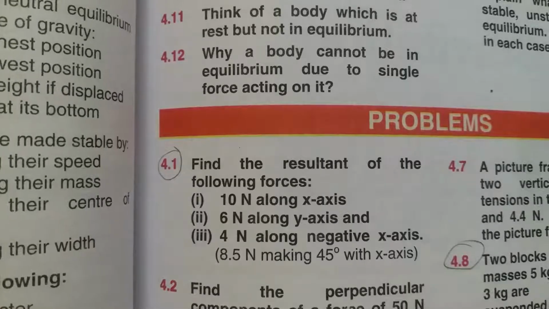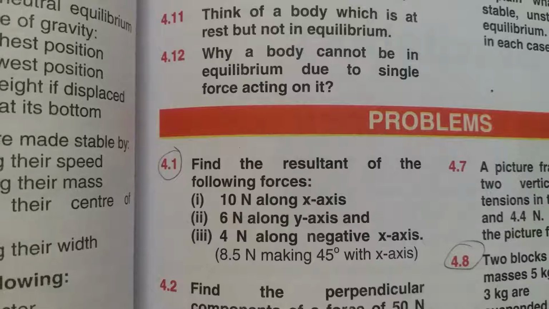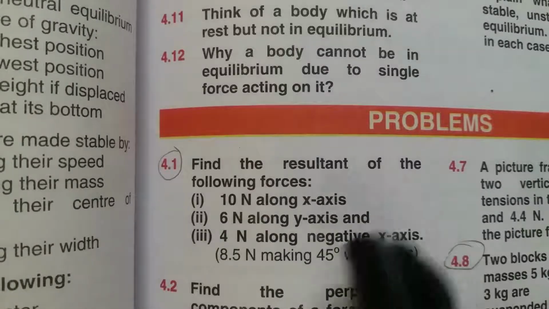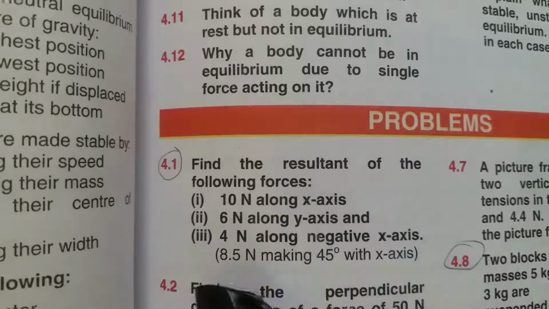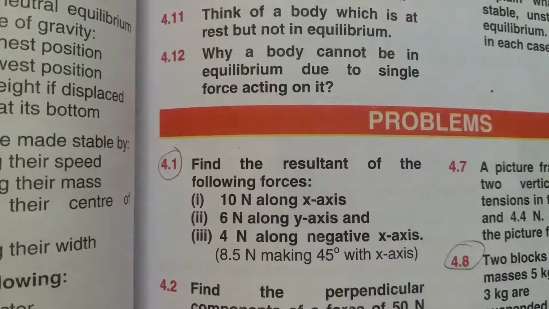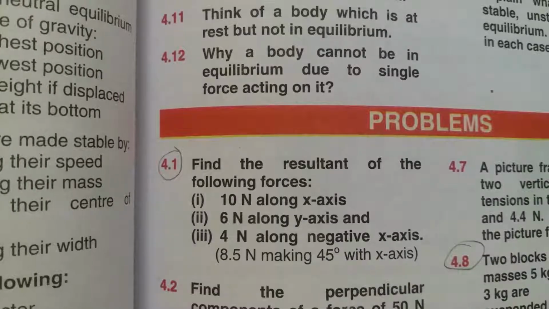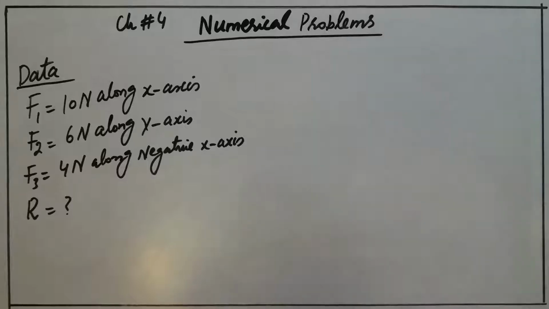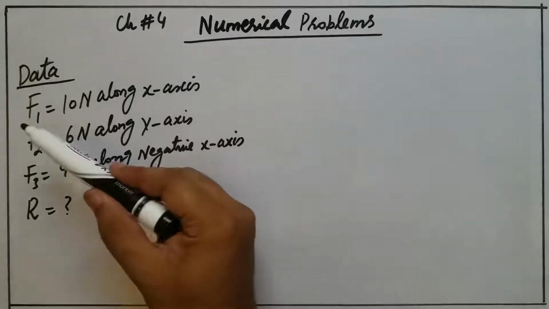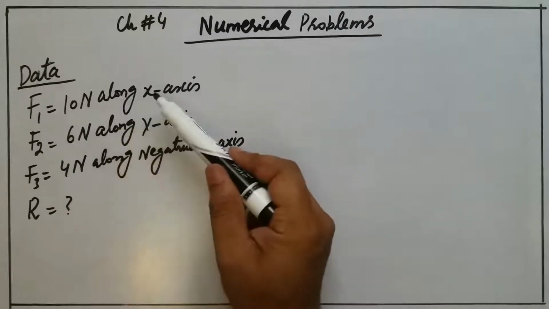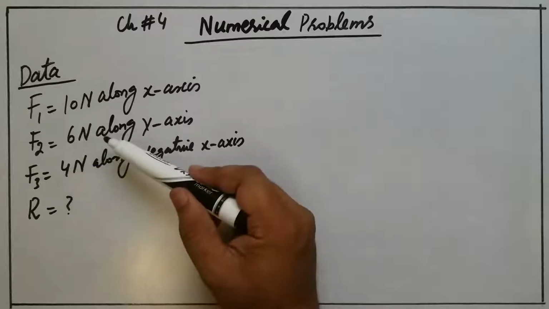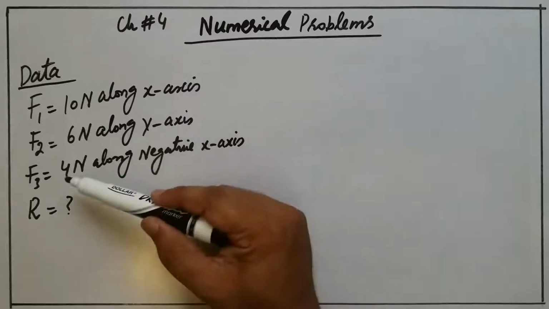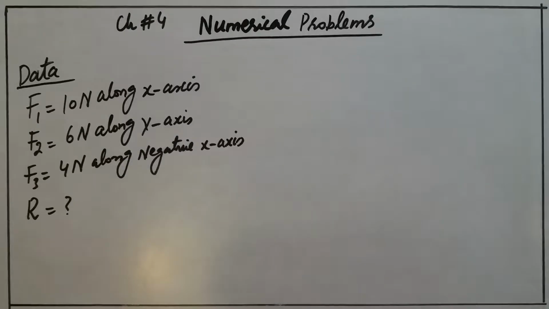According to the statement, find the resultant of the following forces: 10 Newton along the x-axis, 6 Newton along the y-axis, and 4 Newton along the negative x-axis. So the resultant of these three forces we have to find out. For this, first of all, we have to write the data. The three forces are given. Force number 1, that is 10 Newton along x-axis. Force number 2, 6 Newton along y-axis, and force number 3, 4 Newton along the negative x-axis.